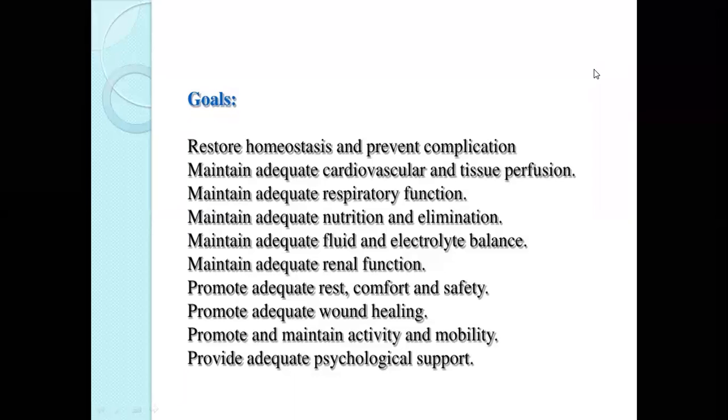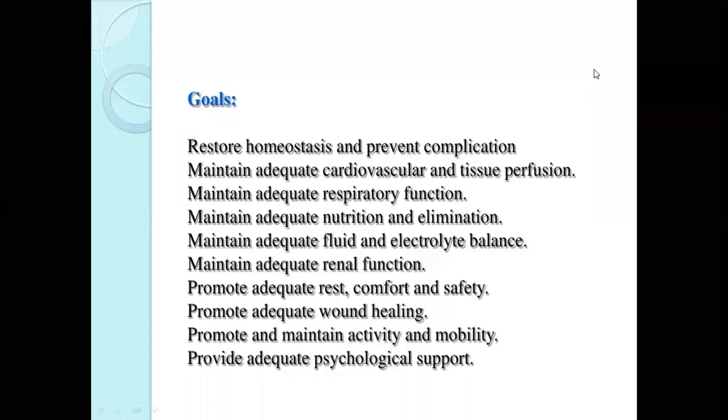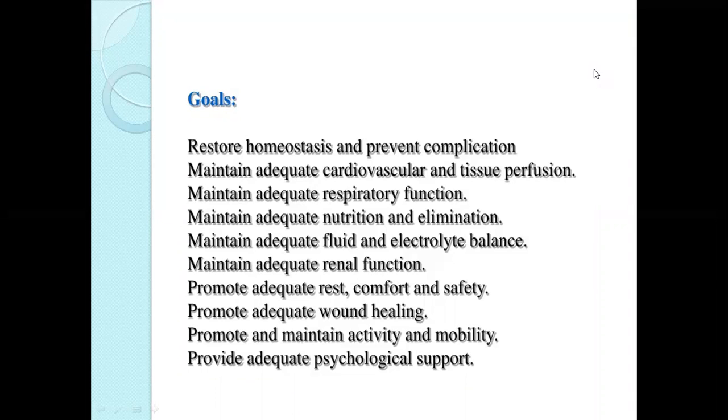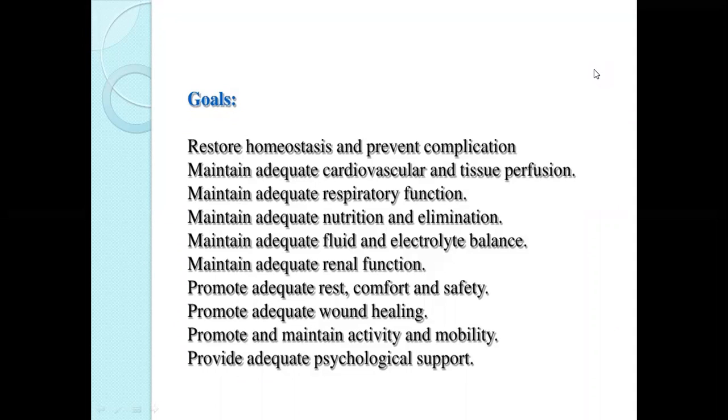Then promote and maintain adequate activity and mobility. So activity and mobility depends on the patient's situation. We will not try to force the patient, but however much he can do, we will try to give him some form of active exercise, where the patient can do it by himself, or passive exercise. Passive exercise means we will help the patient perform some forms of exercises, or even the physiotherapist will help the patient in mobility, okay.